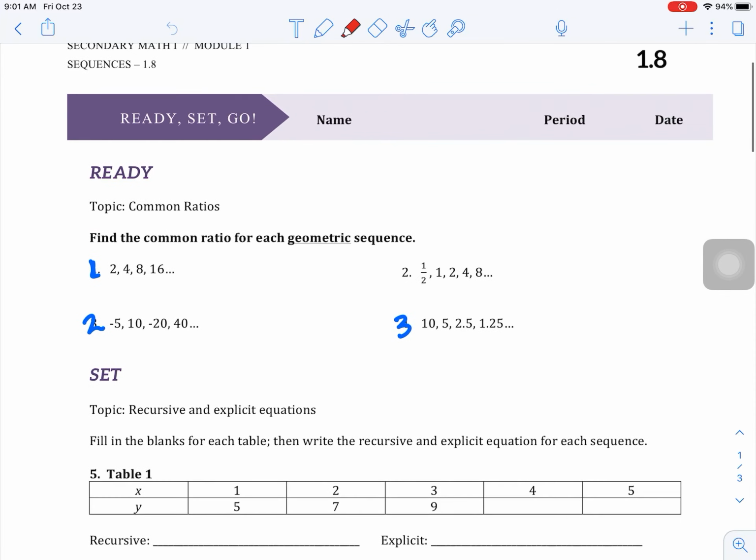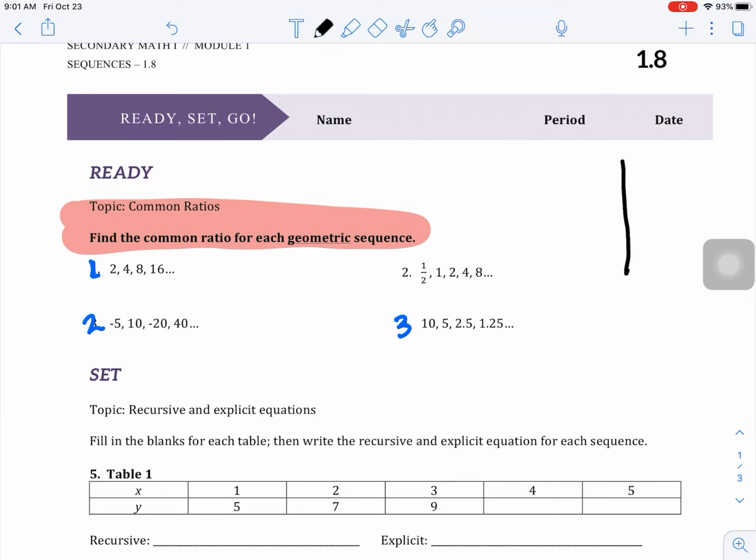All right, we're looking at the 1.8 Ready, Set, Go, which is the homework. And this first section tells you these are all geometric sequences, and they want you to find the common ratio. So you're trying to figure out what is being multiplied. One trick for that is to work backwards. We know common ratios are multiplication, so working backwards, we would do the opposite of multiplication, which is division.